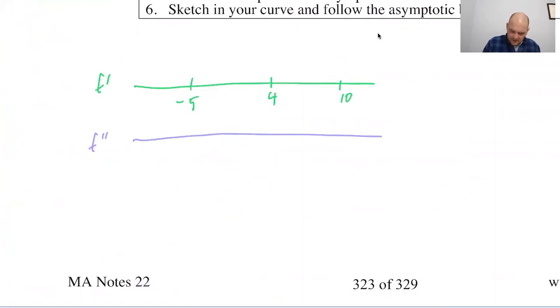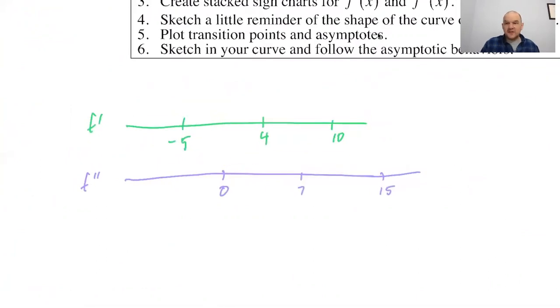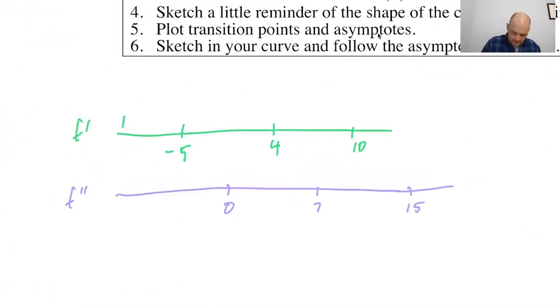Let's say f double prime has a 0 here at, let's say 0, and then maybe this could be 7, and let's say over here at 15 or something, whatever. Okay, so I'm just gonna make some things up here. I'm gonna go positives. I'm gonna go positives again, go negative, and go positive. Right, so I'm gonna extend this so that I can go all the way through. I'm gonna make up some values here.